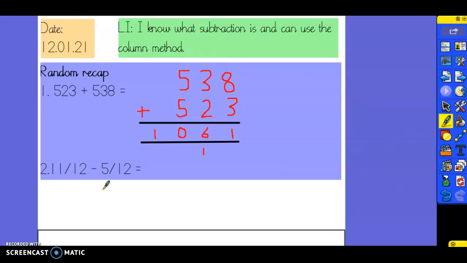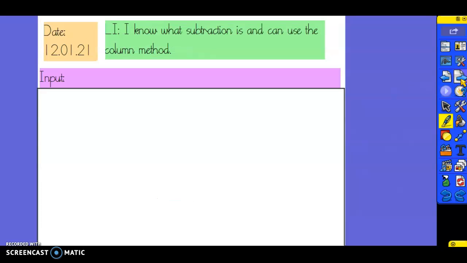Question 2. 11 twelfths subtract 5 twelfths. Well, we can see here that the denominator is the same, 12 on both of those. So our answer is going to be a fraction of twelfths. So we need to concentrate on just 11 subtract 5. 11 subtract 5 gives us the answer of 6, which gives us the total answer of 6 twelfths. Well done to those of you who got that one right. Right, let's move on to the next question.